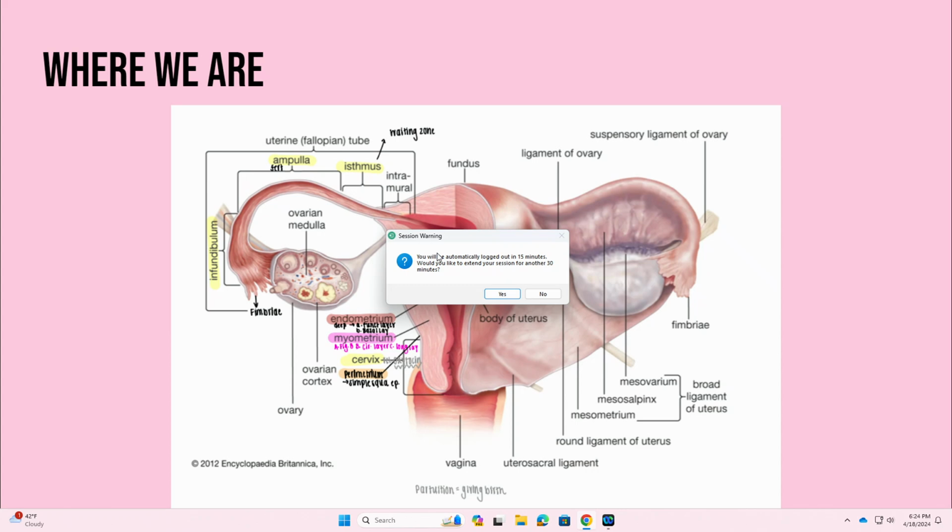Regrows the endometrium layer. Then on day 14, ovulation happens. So it ends at ovulation. The egg is released from the follicle and starts becoming the corpus luteum in the luteal phase.